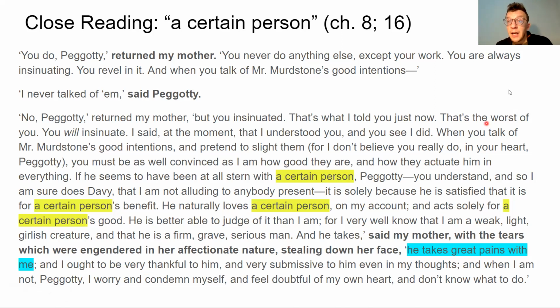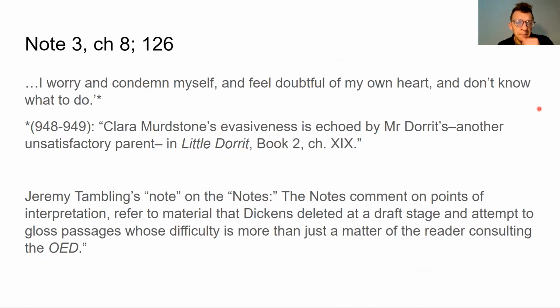This is not an approach to Clara that many people share. They're swift to write her off. Unfortunately, one of the people that does this is the editor of the Penguin, Jeremy Tambling. So in response to the end of this paragraph, he has a note.